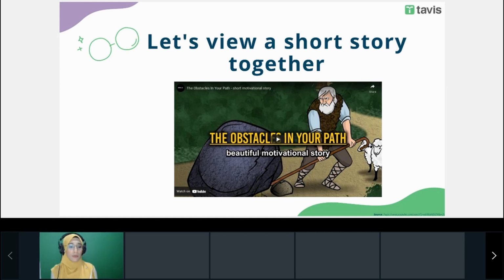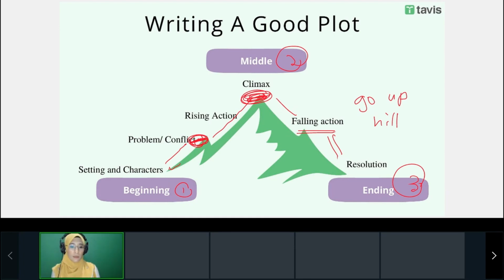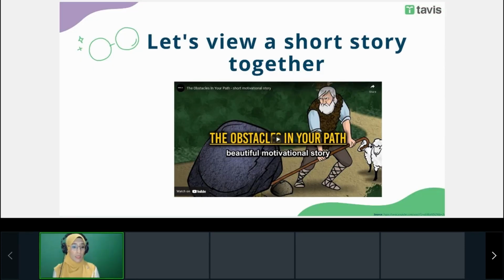But make sure you use the hill. We are going to use this, or let's call this Mount Everest. So we are going to use Mount Everest. Make sure you tell me Mount Everest.